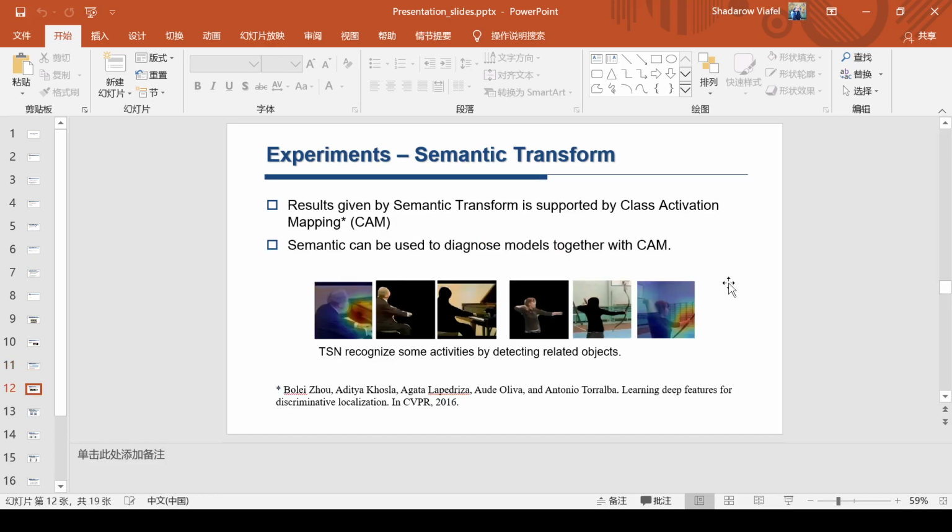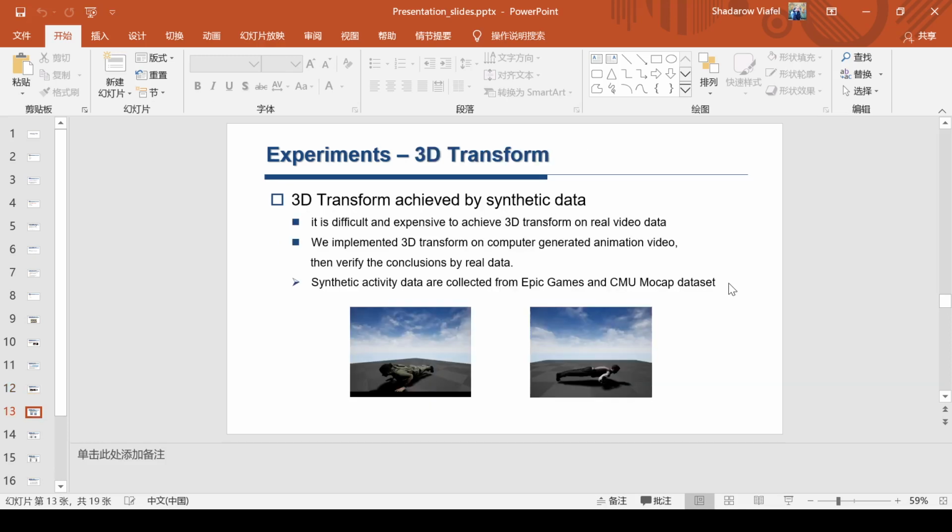In addition, the results given by semantic transform are supported by class activation mapping. In diagnosing a model, class activation mapping provides qualitative diagnosis, and semantic transform provides quantitative diagnosis. Image processing transform and semantic transform both belong to image space transform.